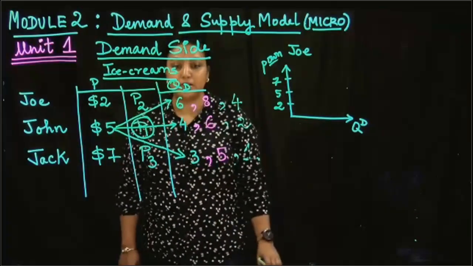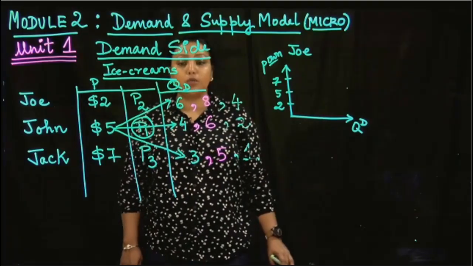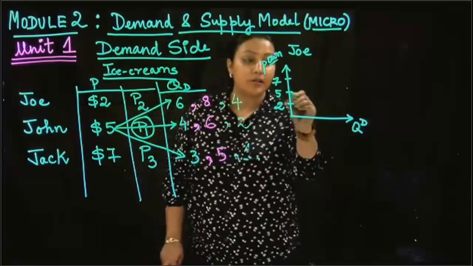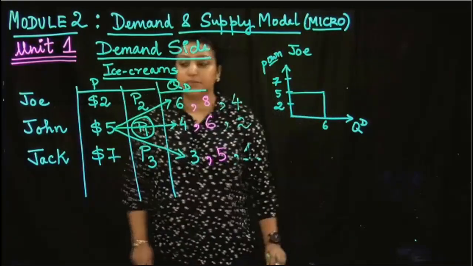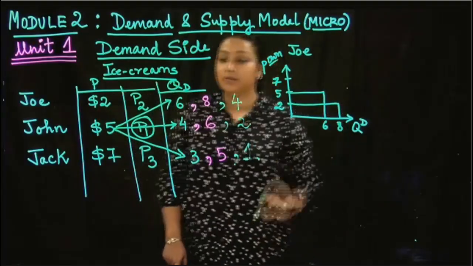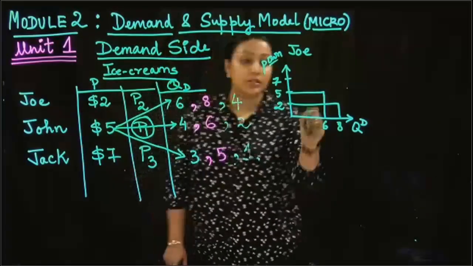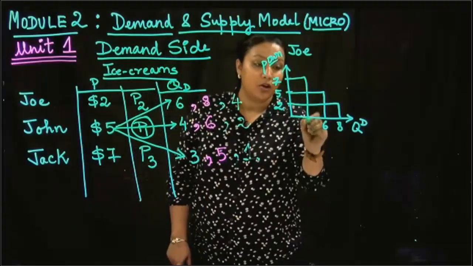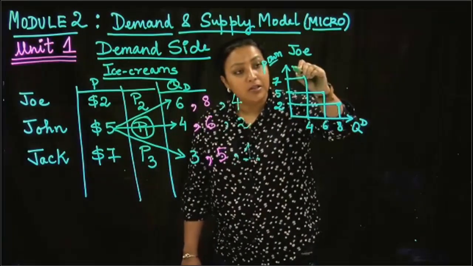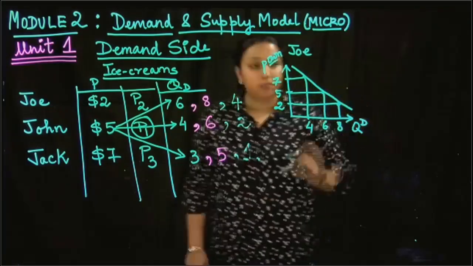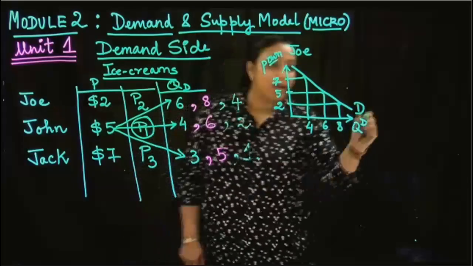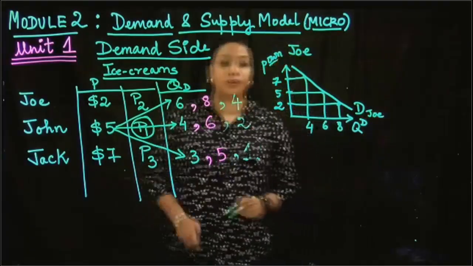If I had these price points and I try to plot the quantity demanded for Joe, then for $5 his quantity demanded is 6. For $2 his quantity demanded is 8, and for $7 his quantity demanded is 4, right? And if I join these price and quantity relationship points, then I end up getting the demand curve, which I am calling the D curve, and this is the individual demand curve for Joe.